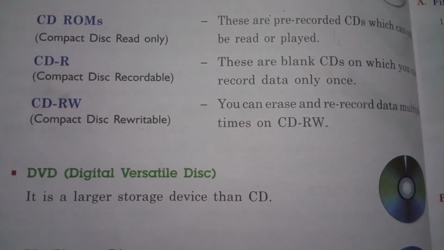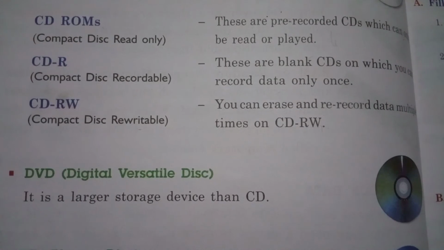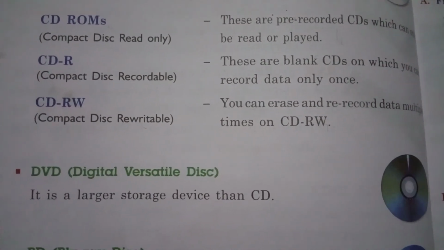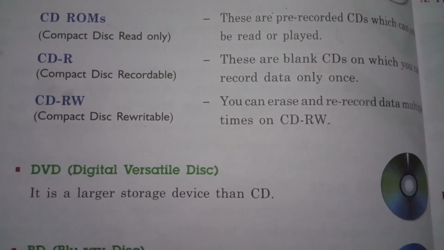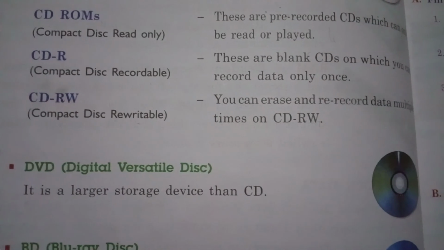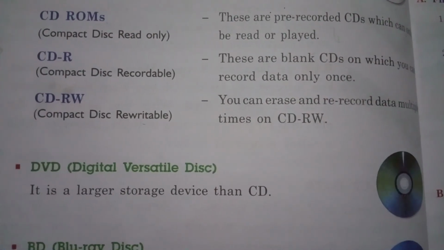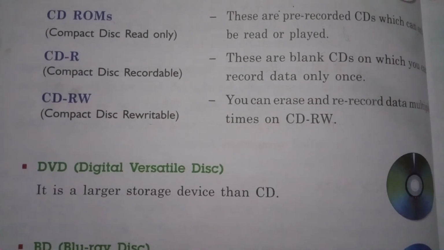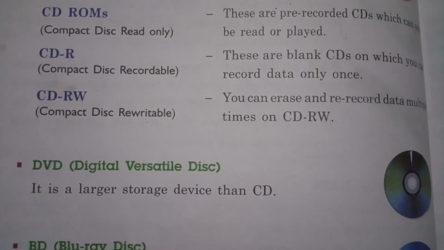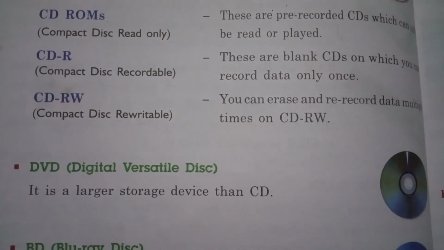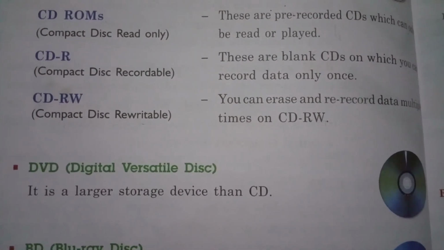CD-R are recordable CDs. When you purchase a blank CD from the market, you can record data on these CDs only once. CD-R means you can record data only once.